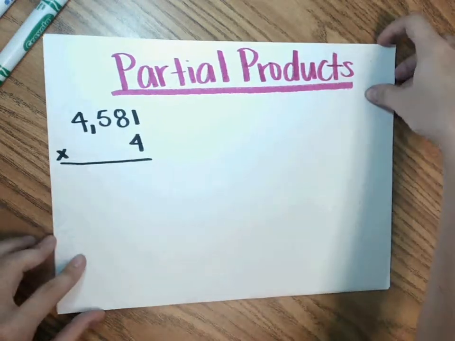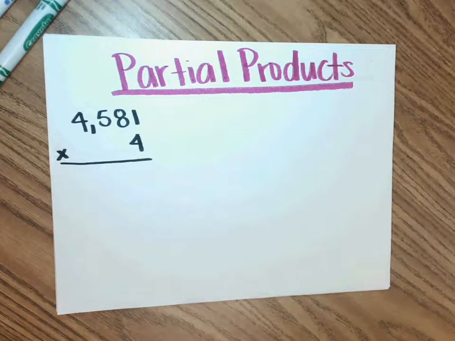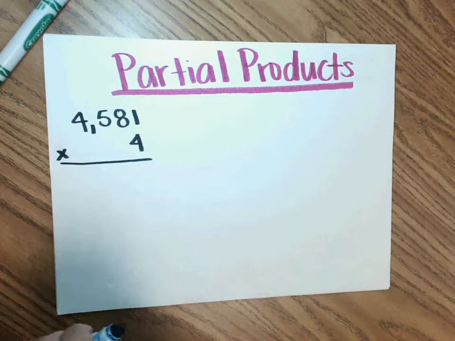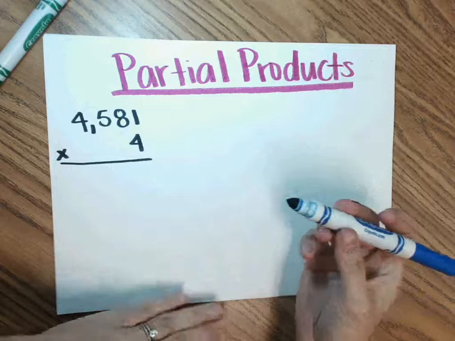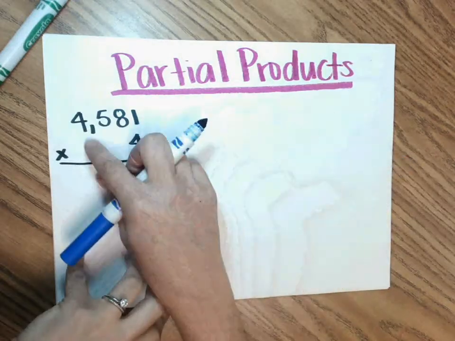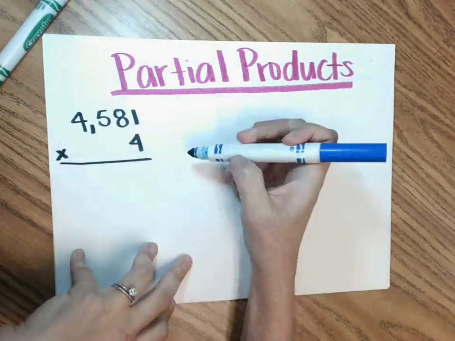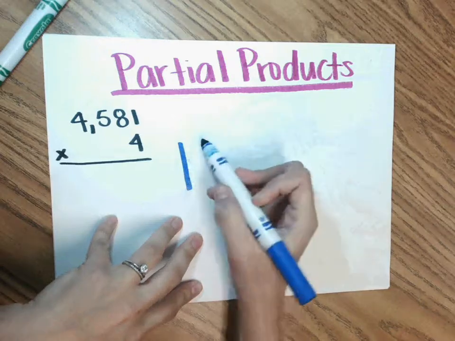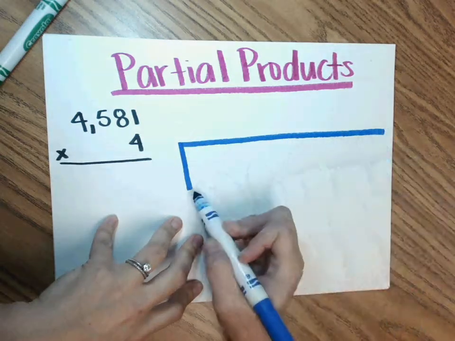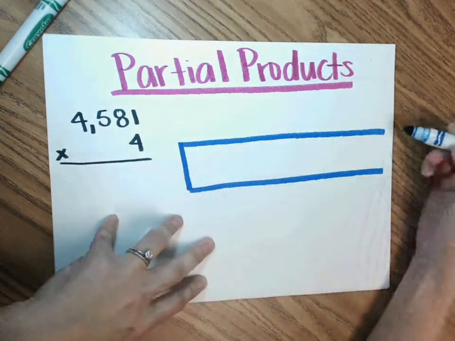Partial products is really great for our students who don't know their multiplication tables consistently. This leaves a little less room for error. They still need to learn those tables, but this will give them a little more space. So for the partial products method, we're really looking at place value here. And we have our students draw a long rectangular box.